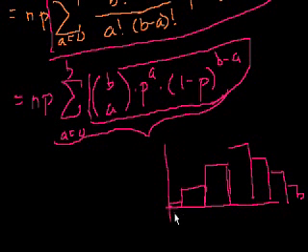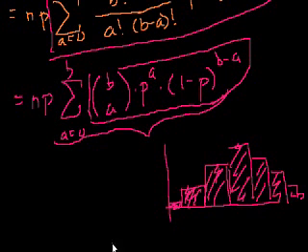This term right here is each of these, right? Each of these boxes, you could say, represents one of these terms, right? When a equals 0, it's this term. When a equals 1, it's this term. When a equals 2, it's this term, all the way to b terms. But we're summing them up. So we're summing all the probabilities, right? We're summing over all of the values that our random variable can take.